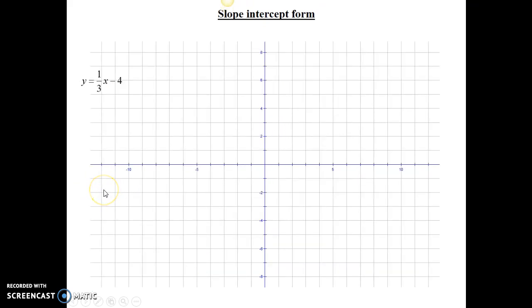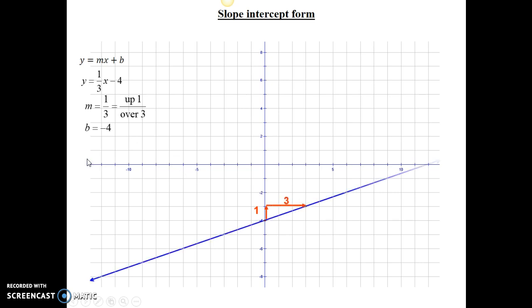Okay, our next example, we have y equals 1/3 x minus 4. So the first thing we want to do is identify the slope and the y-intercept. Again, I'm going to write the y equals mx plus b above the equation and identify the m and b. So here m is 1/3, which is up 1 and over 3. b is -4. So I'll start out by plotting a point at -4 on the y-axis. I'll rise 1, run 3, and then draw a line.